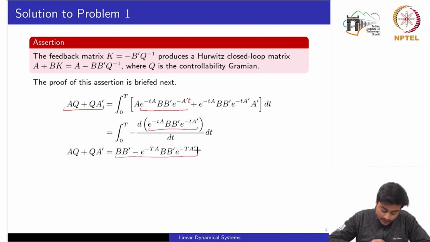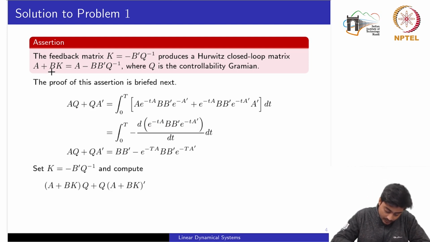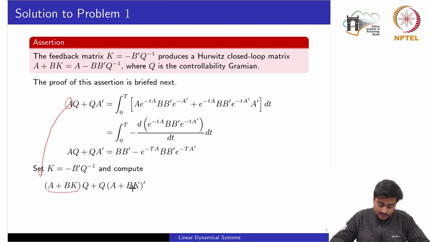But this only shows the stability of the plant itself, and we need to show the stability of the closed loop matrix. So if I apply the same result, the closed loop matrix is this one. Now replacing this A matrix by this A matrix, we can write the left hand side, and setting K equal to minus B transpose Q inverse, because we want to show that for this state feedback matrix, the closed loop state matrix is stable.